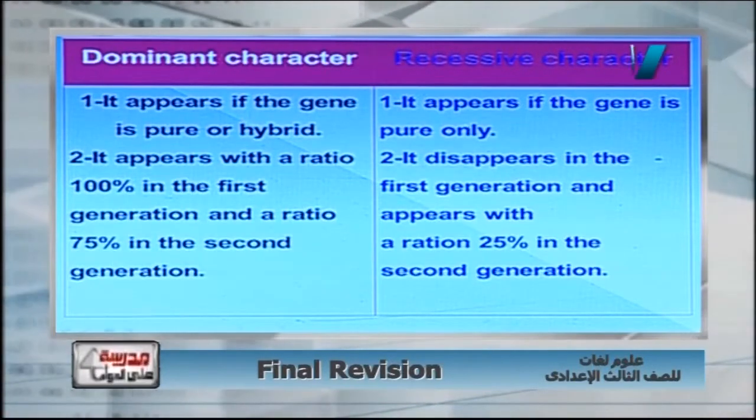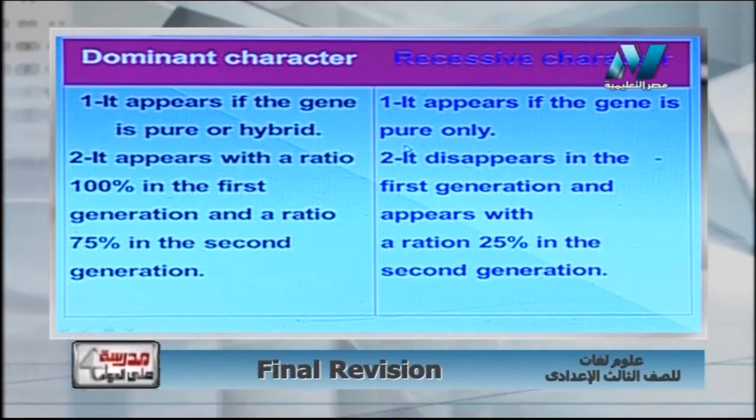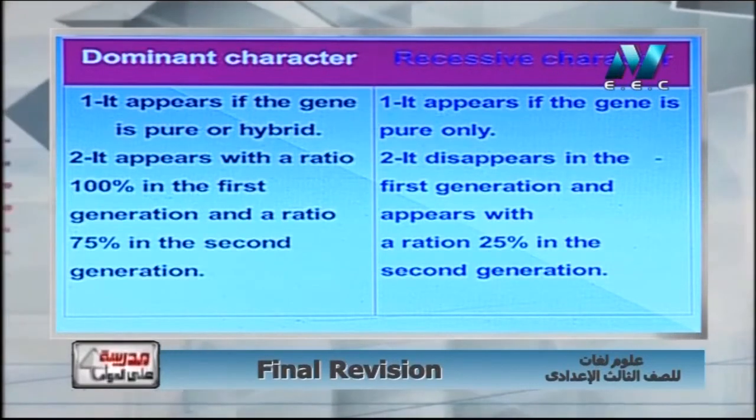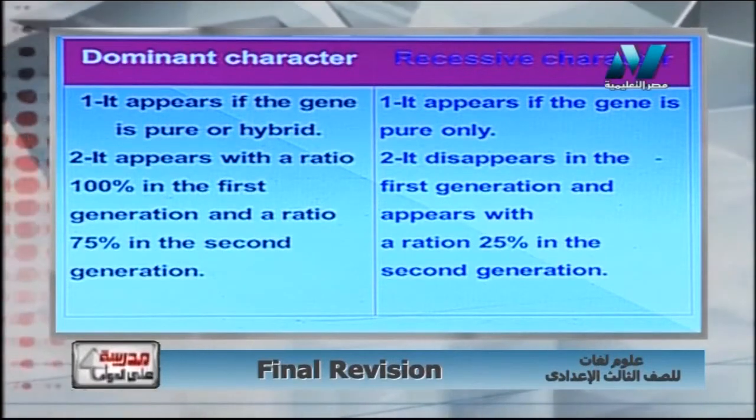The recessive character appears only if the gene is pure. Both of them must be small letters. It disappears in the first generation and appears with ratio 25% in the second generation.